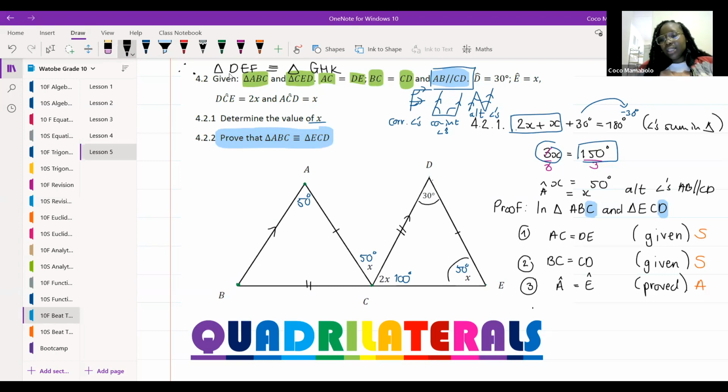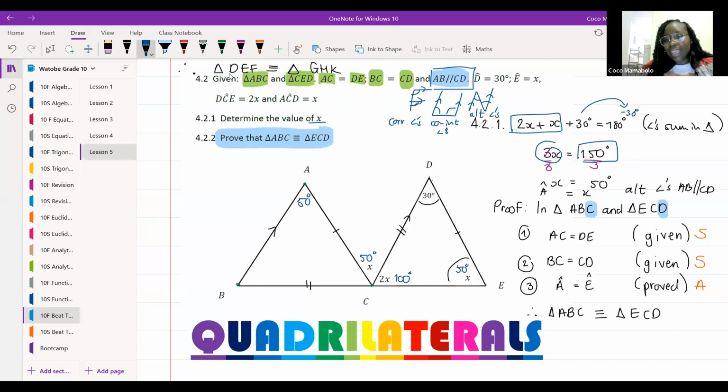All right, now we can say, therefore, triangle ABC is congruent to triangle ECD. Now, I know we've proved it as side-side-angle. Side-side-angle is not a reason. Let's go have a look, guys. We need to make sure that we're naming it correctly.